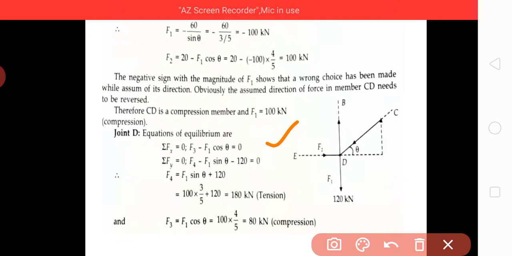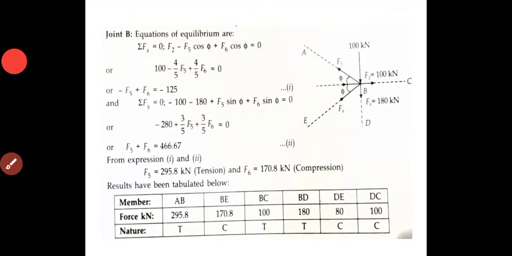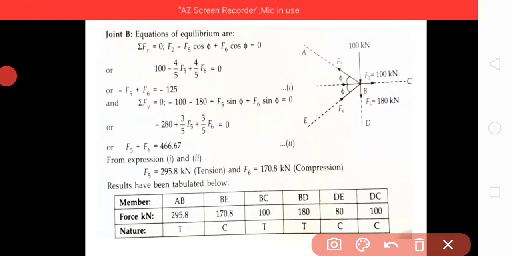Now, you can make a table for this. Joint B, equations of equilibrium are summation Fx equal to 0, which is F2 minus F5 cos phi minus F6 cos phi. On calculation, you will find an equation that is minus F5 plus F6 is equal to minus 125. And summation Fy equal to 0 means minus 100 minus 80 plus F5 sin phi plus F6 sin phi, which gives you an equation F5 plus F6 is equal to 466.67. That is the second equation. Now, solving these two equations, you find F5 equal to 295.8 kN tensile and F6 equal to 170.8 kN compressive.